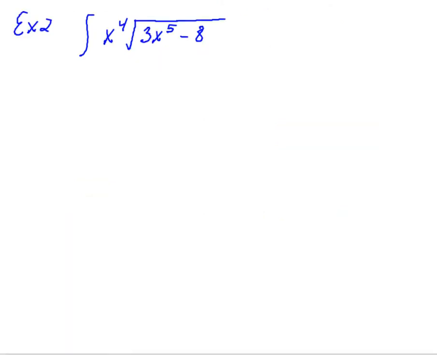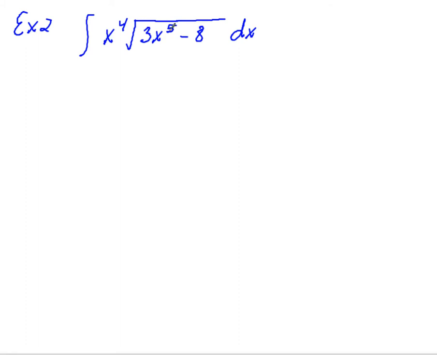Okay, let's take a look at another example. Looking at example 2, we have x to the fourth times the square root of 3x to the fifth minus 8 dx. Again, looking at this problem, it's got factors, remembering that one thing we can't do is take the integral of the first factor times the integral of the second one. So in this case, again, we want to make a substitution to simplify this problem.